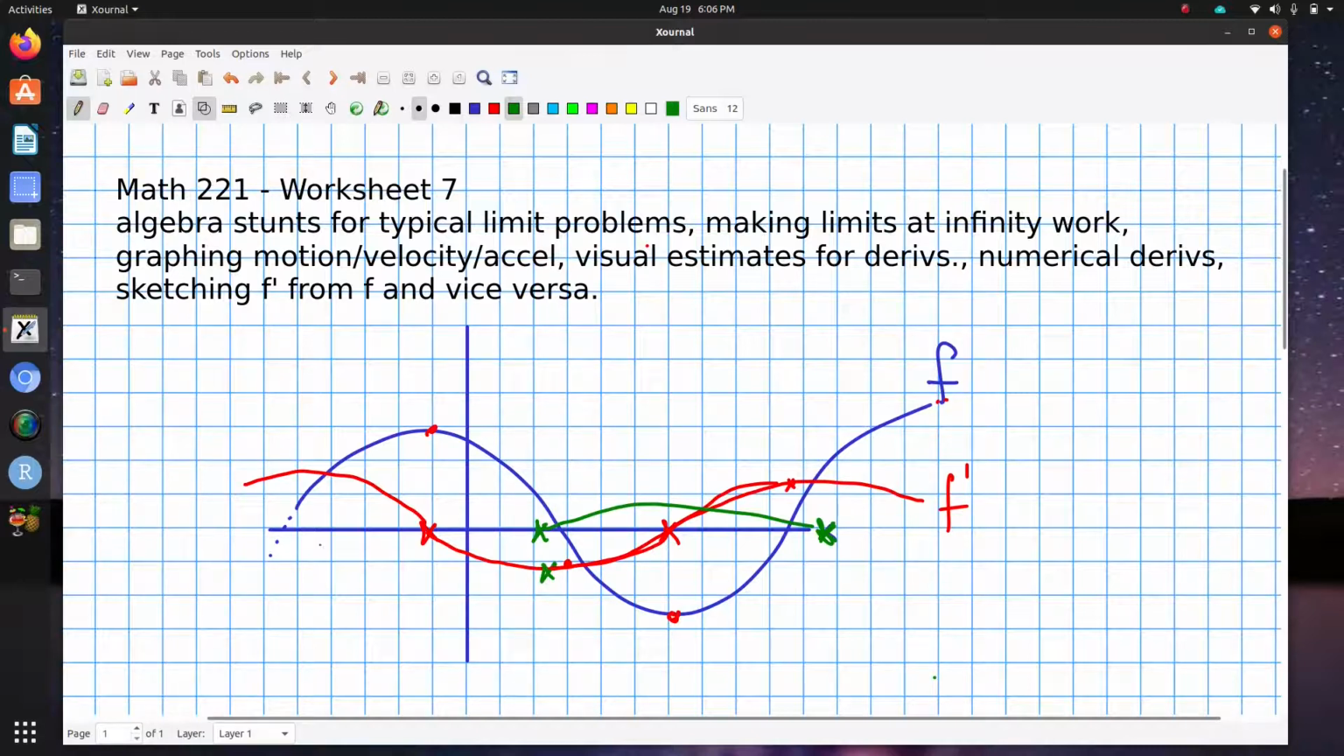So maybe this is probably a maximum on my f prime roughly around here, so that means I need another 0 down here, and so we get this kind of thing going on.